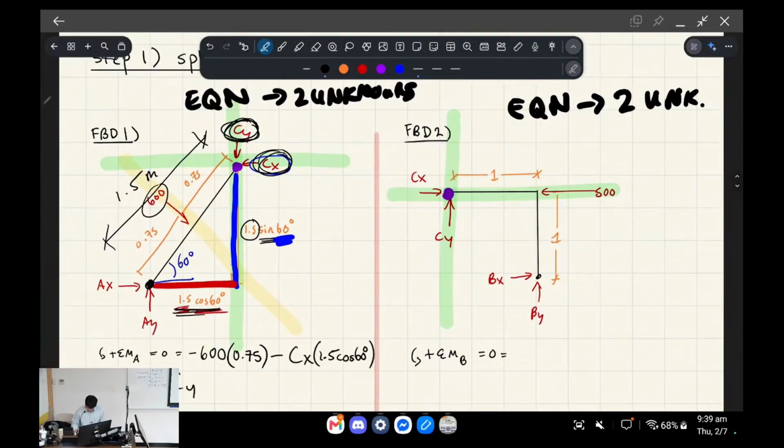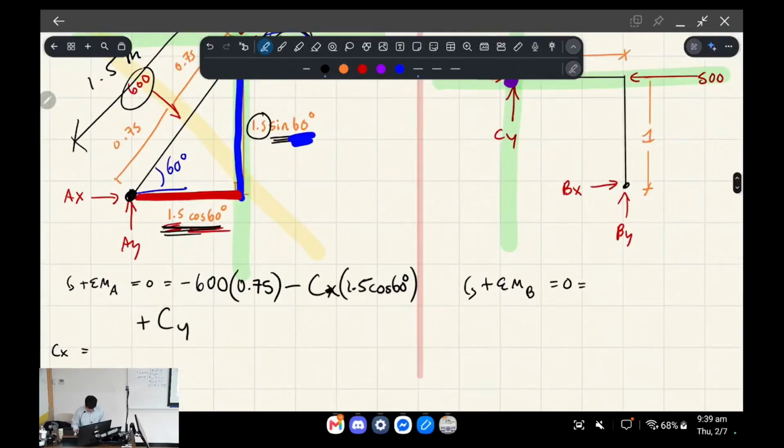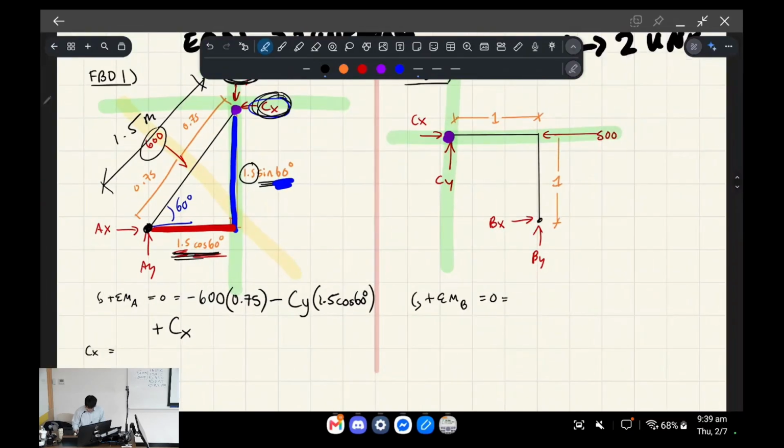Wait, did I write the wrong one? Sorry. That one's supposed to be CY. This one's supposed to be CX, okay? So we're looking at CX, and CX's lever arm is going to be 1.5 sine 60 degrees, okay?